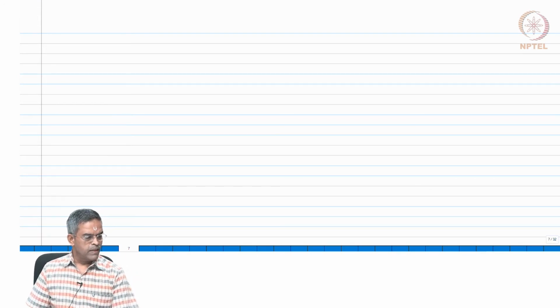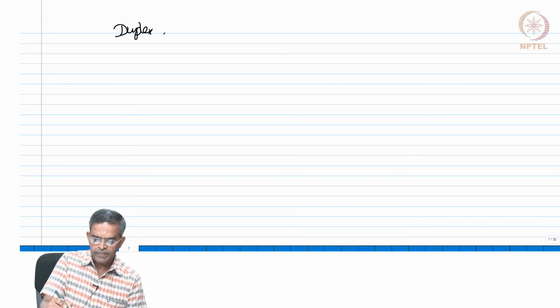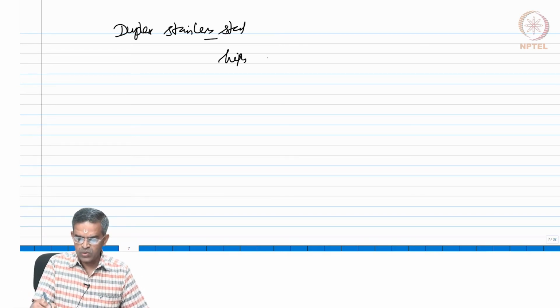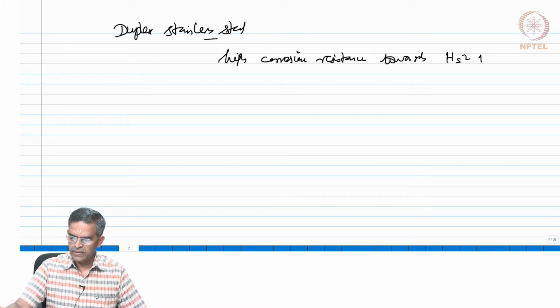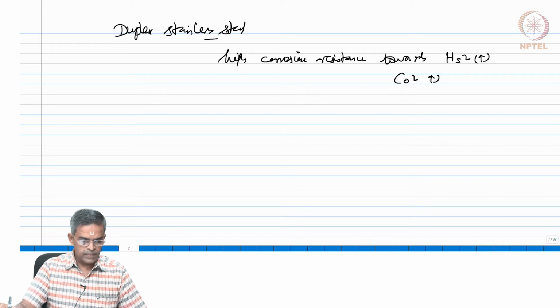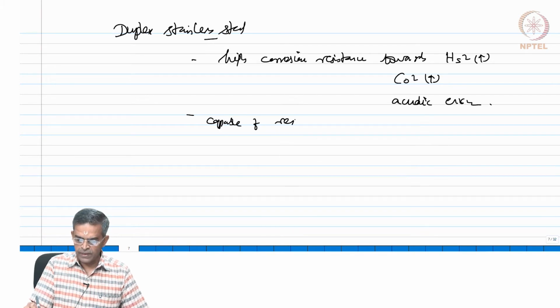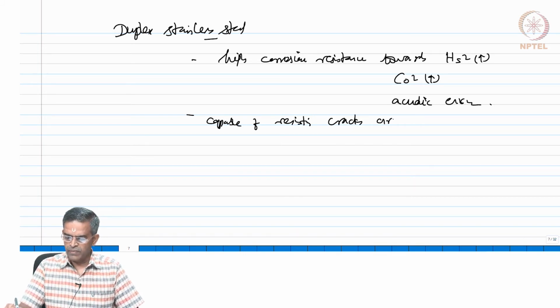Having said this, if you look at the properties of duplex stainless steel, it has very high corrosion resistance towards hydrogen sulfide gas, carbon dioxide gas and acidic environment. It is also capable of resisting cracks arising from stress concentration.